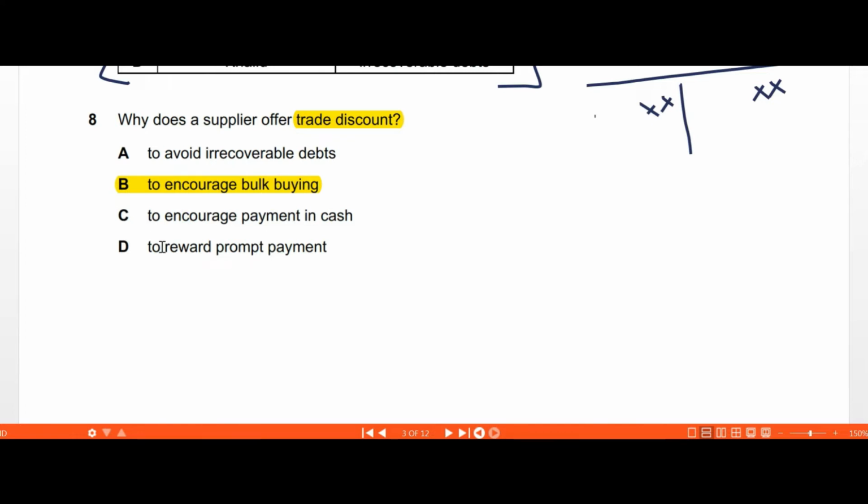C, to encourage payment in cash. D, to reward prompt payment. Actually these two are the main reasons for giving the cash discount, right? So I'm just going over the concept so you can remember this: when we're talking about trade discount, this is usually when we're trying to encourage bulk buying, or we're trying to finalize a customer and finalize a deal. And on the other hand, to encourage payment in cash or to reward any prompt payment, that is where the cash discount comes in.